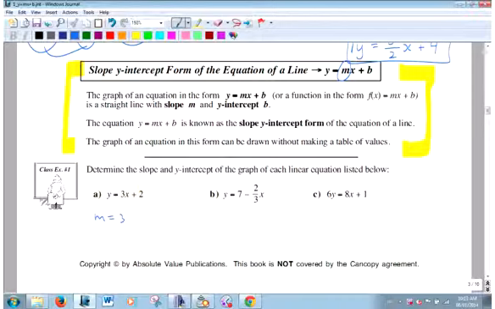Okay? What's the y-intercept? It's 2. But what's our symbol for y-intercept now? We don't have to write out y-intercept. We got a letter. It's b. Okay? So b, the y-intercept, is 2.